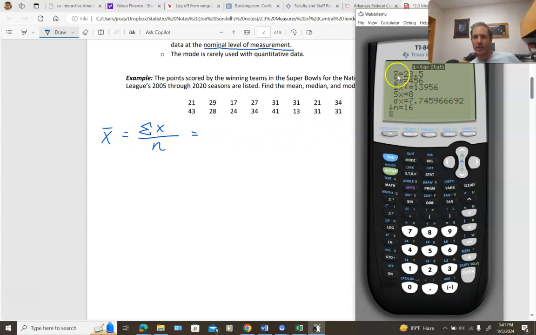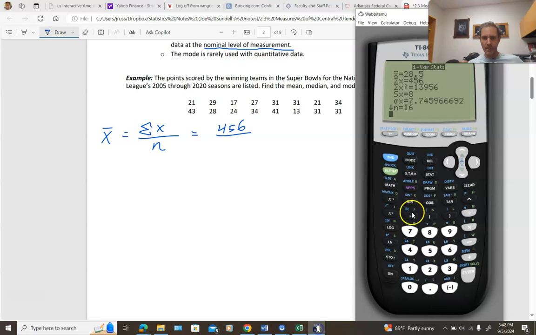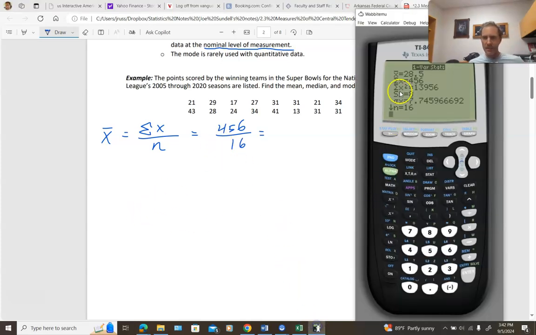So you can see at the very top it tells me what X bar is, which is the mean of this data set. It says it's 28.5, okay? But it also tells me what the sum of x's is. It says the sum of x's would be 456. So that's what I'm going to put in my notes. And then it'll tell us the sample size. If you look right here, it says n is equal to 16. Okay? And 456 divided by 16 is 28.5.